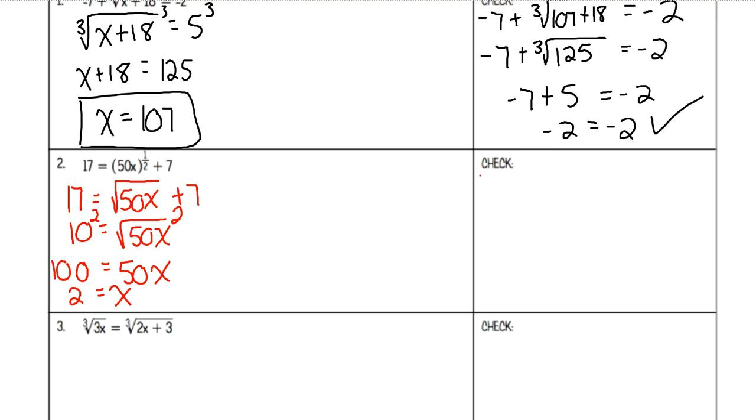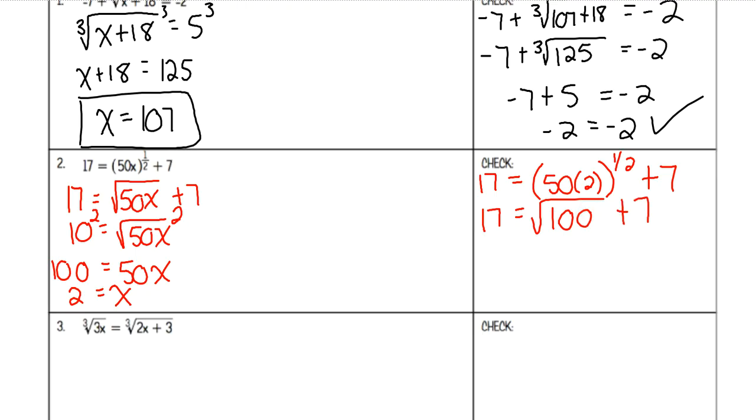All right, let's double check that that works. So when I plug it back in, I have 50 times 2 to the 1/2 power plus 7. So that's going to be the square root of 100 plus 7. So 17 equals 10 plus 7. That would be true. 17 does equal 17. So that means that 2 is our solution.